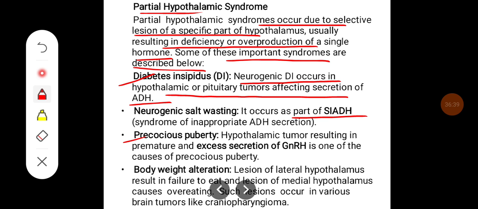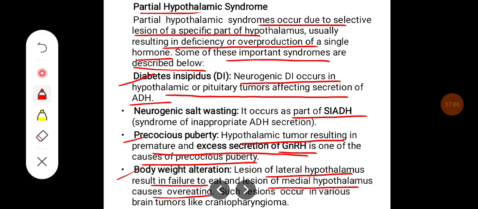Precocious puberty occurs in hypothalamic tumor, which results in premature and excess secretion of GnRH, which is one of the causes for precocious puberty. Body weight alteration. The lesion in the lateral hypothalamus results in failure to eat, and lesion of medial hypothalamus causes overeating. Such lesions occur in various brain tumors like craniopharyngiomas.